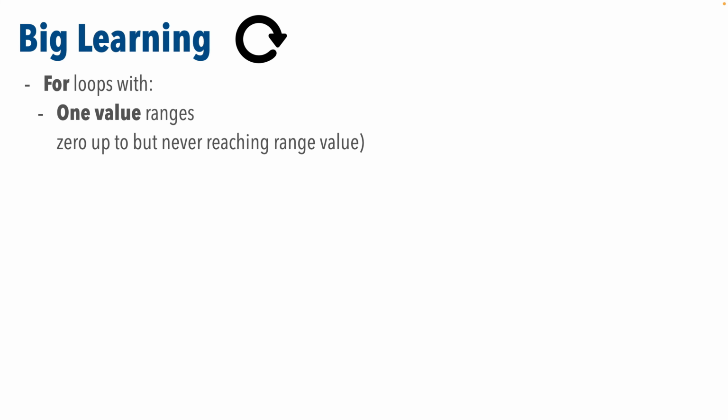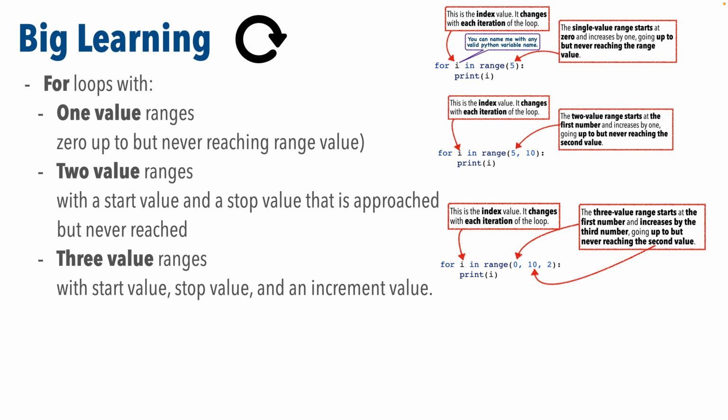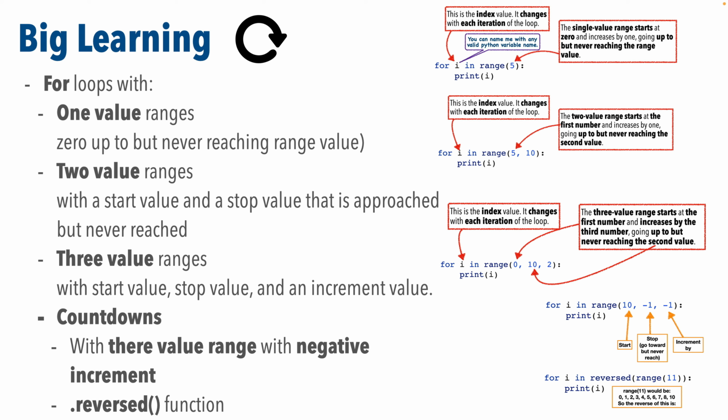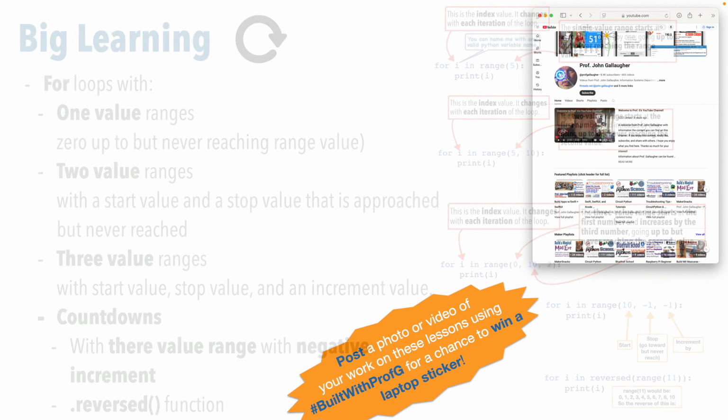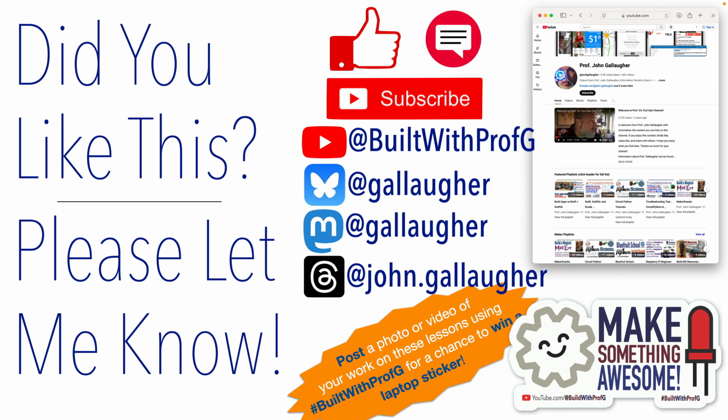Once again, we've had big learning in our lesson. We've learned to use for loops with single value ranges, 2 value ranges, and 3 value ranges, and we learned to count highest to lowest by using negative step values in a 3 value range, as well as by using the reversed function. Exceptional work, Loopmeister. Keep hacking. There's more big learning to come.